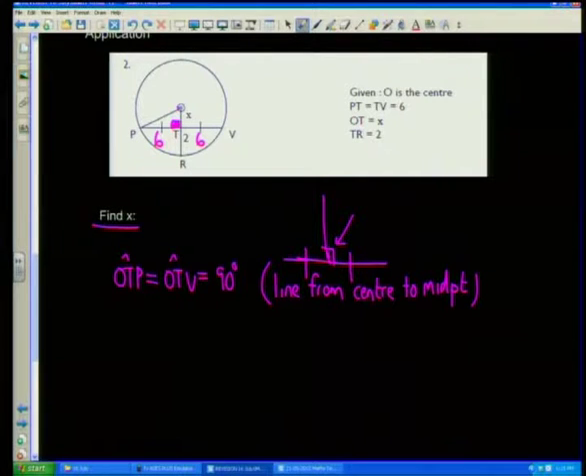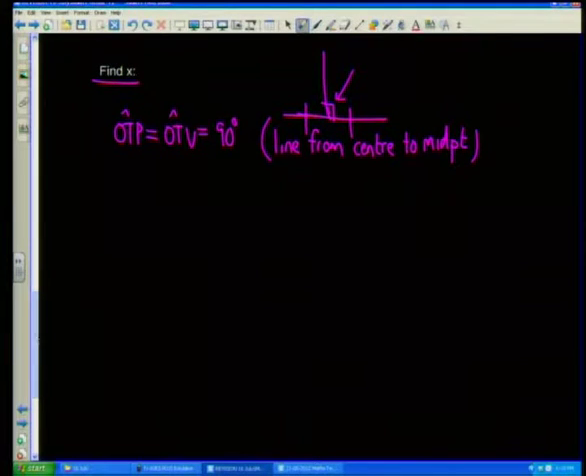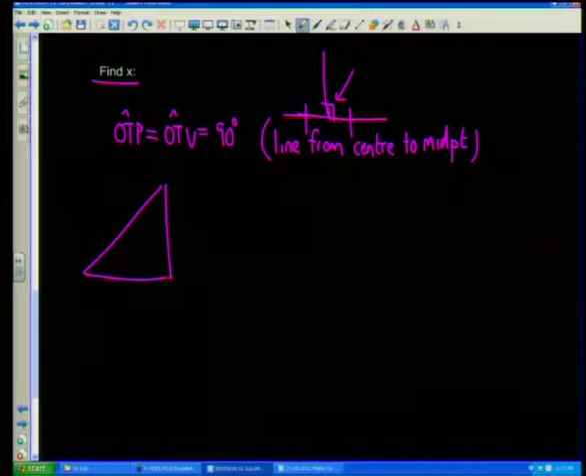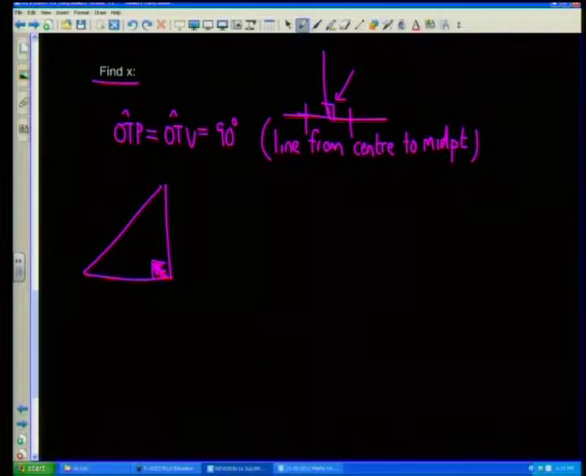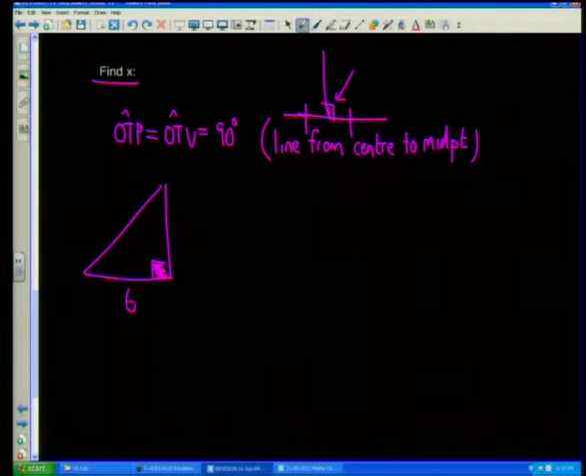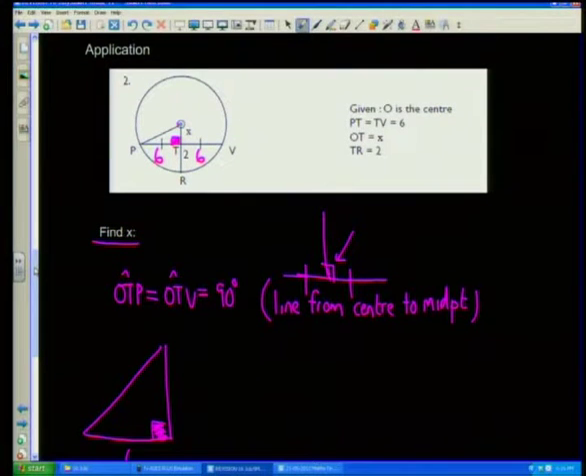We've now got a right angle triangle. So let's have a look at that right angle triangle. What have we got about it? We know that that's 90. We know that that's 6. Now let's go back. We know that that little bit there is x. Remember, we're solving for x. How long is this bit?